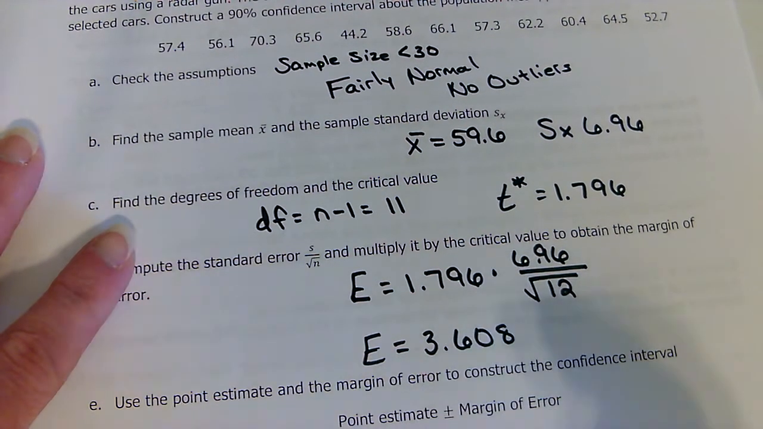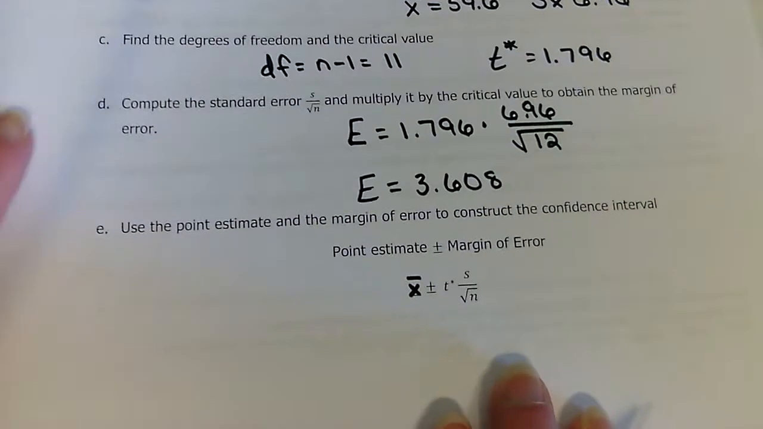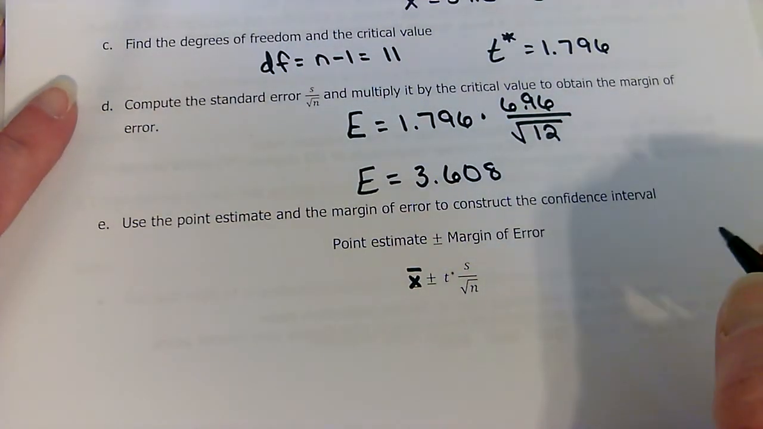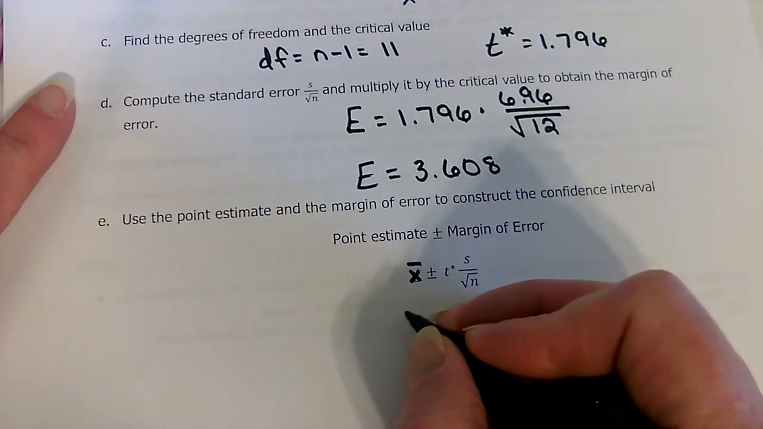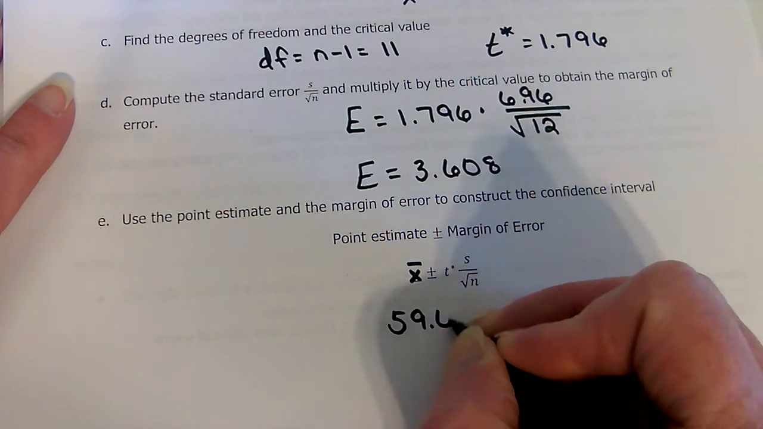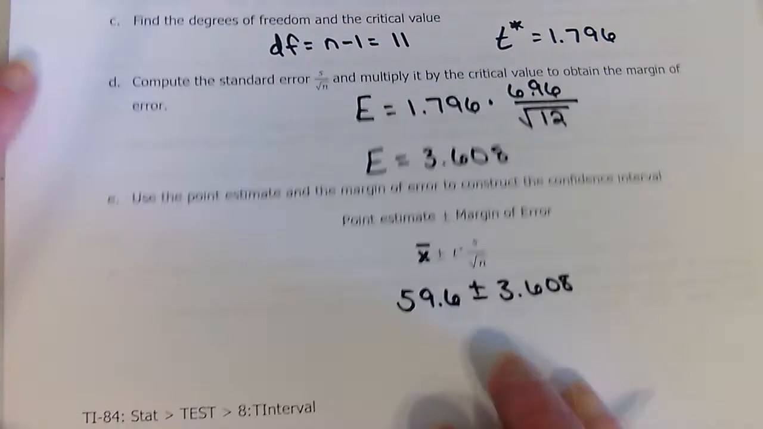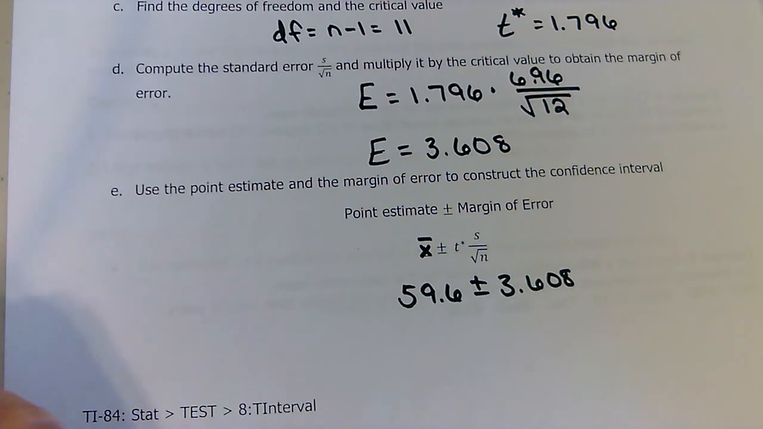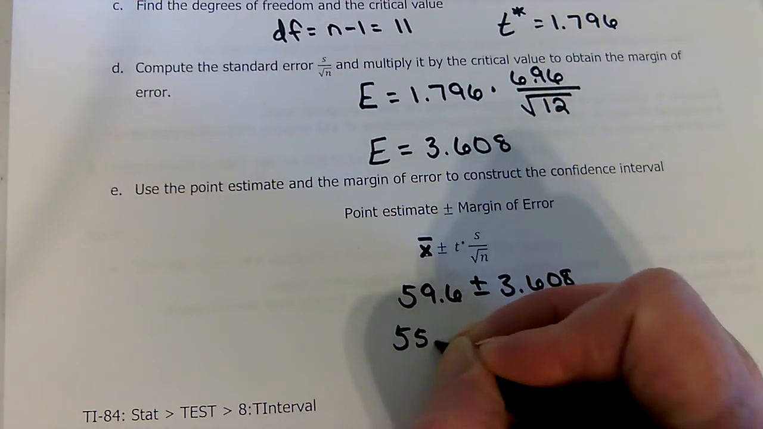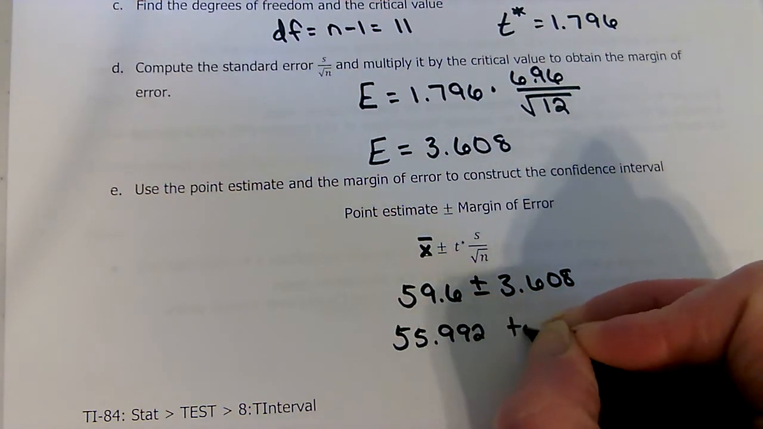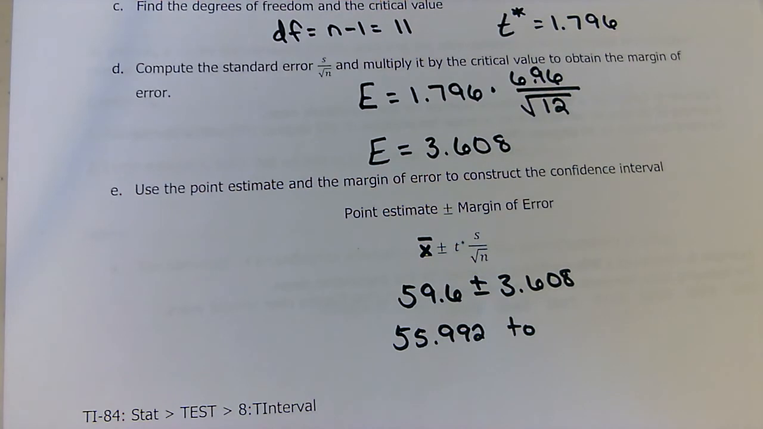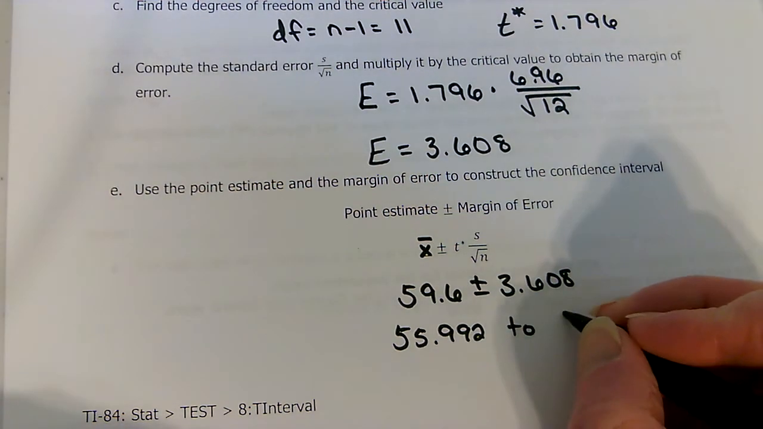And this should be an x bar. I don't know why my computer, Word, just doesn't like me sometimes. So we're taking 59.6 plus or minus 3.608. So to get the lower boundary, we'd subtract. And the upper boundary, we'd add.